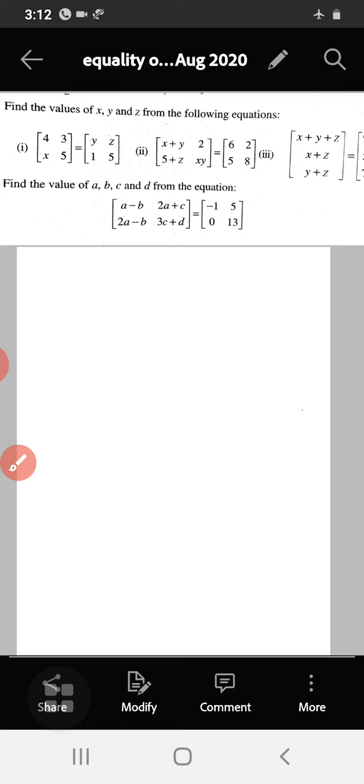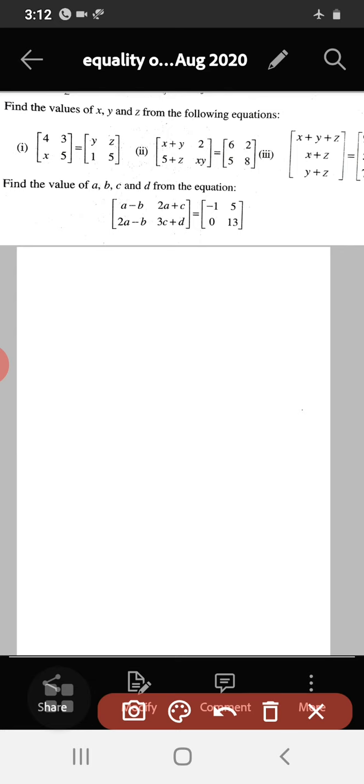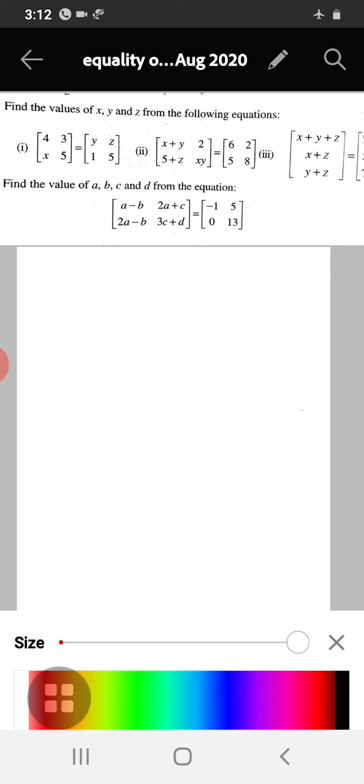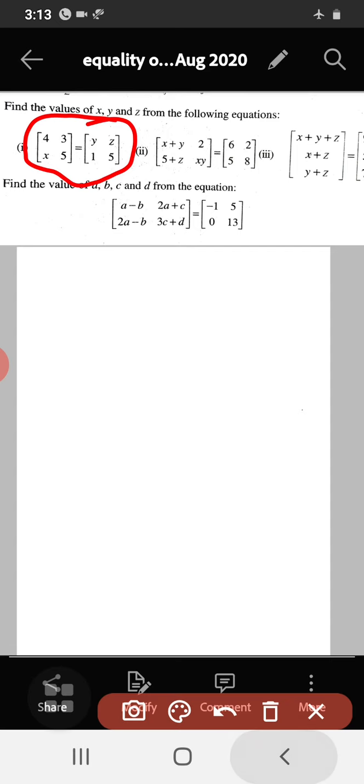See, I will consider the first one here. Find the values of x, y, and z from the following equations. See, equality of matrices means we say that two matrices are equal if corresponding elements are equal. So I will consider the first one. So we have equated the corresponding elements and solve for the unknowns. So in this case also we can do the same method here. So let us consider that one here.